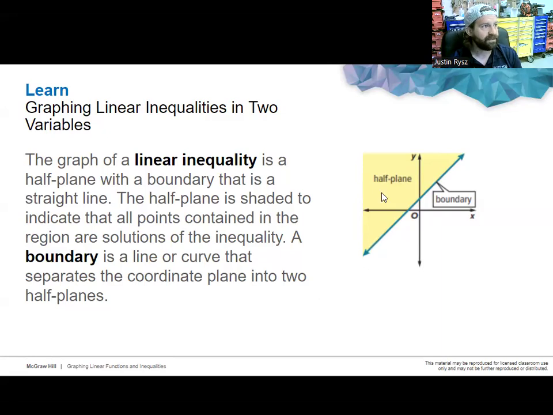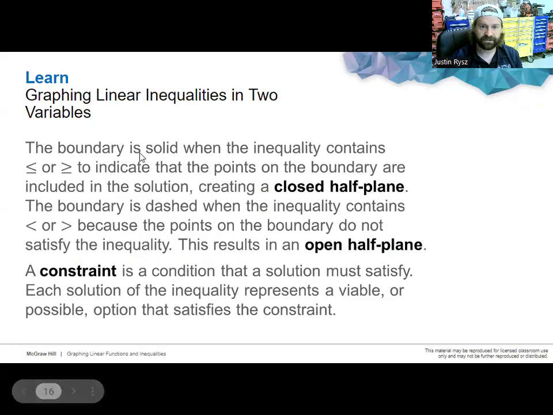Okay. The other thing that we want to look at here is the shaded region. Because we are dealing with things that are greater than or less than, our points are not just going to be on a line, but points that are true are going to be either above it or below it. So that half plane that we're going to be shading is either going to be above or below the line. And there's a couple different ways that we can find that out.